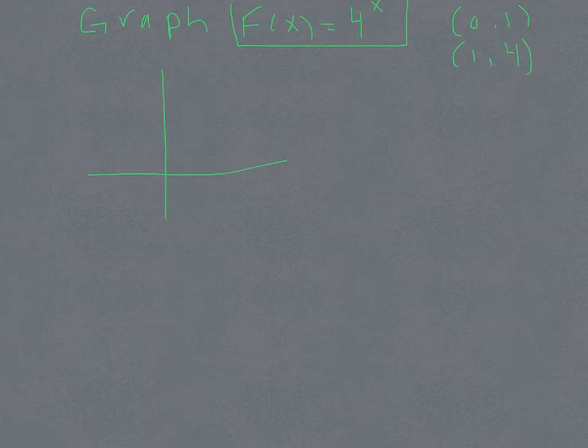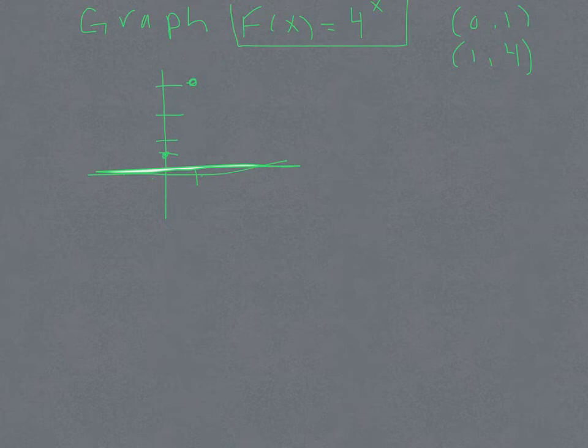We have this graph. 2, 3, 4. So we're going to go through the point (0, 1), (1, 4). Don't even worry that I accidentally slanted that up. My finger got stuck on the screen. Okay, and then we are going to have our horizontal asymptote on the axis here.